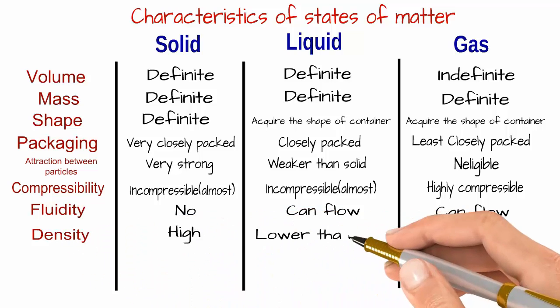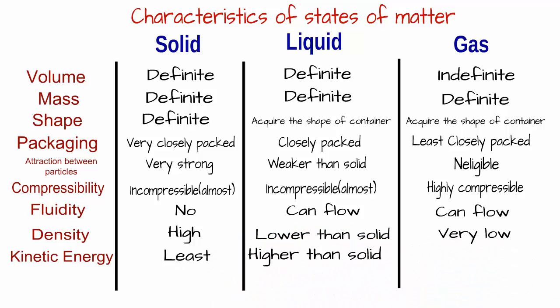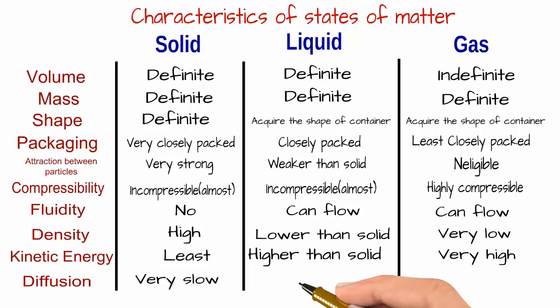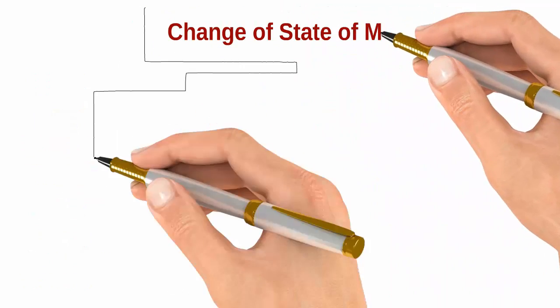The solids have high density, while liquid have lower density than solid, and the density of gas is very low. The kinetic energy of particles in solid is least, while liquid particles have higher kinetic energy than solid. Gaseous particles have very high kinetic energy. The diffusion in solid is very slow, while liquid have faster diffusion than solid, and the gases have very fast diffusion. Now we will talk about change of states of matter.